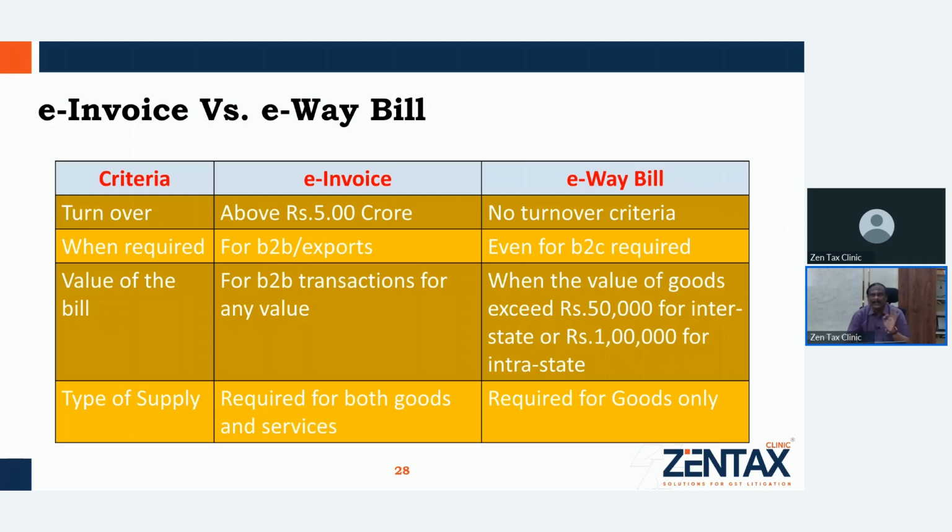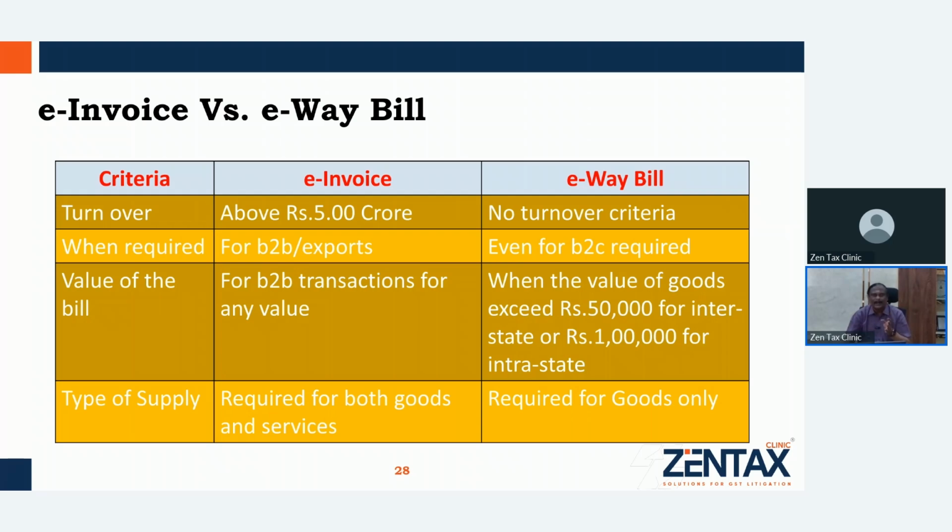E-way bill turnover is not the criteria. For a registered person, the aggregate turnover criteria is not required. For B2B transactions, business to business, or exports only, e-invoice is required. E-way bill is required for B2C also. B2B must, and B2C is also required for e-way bill, but e-invoice does not cover B2C.